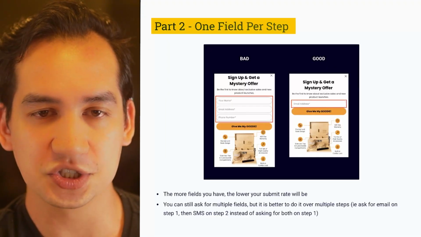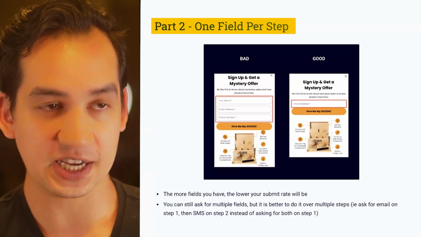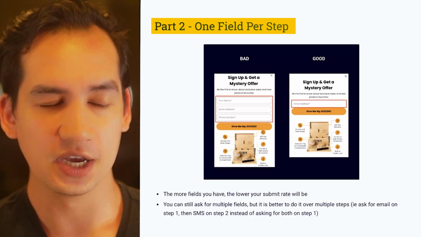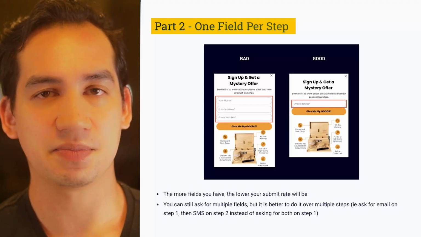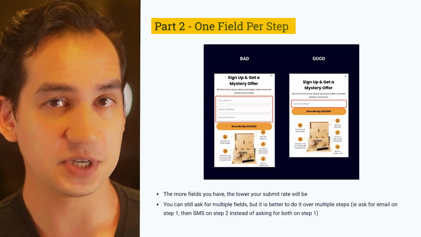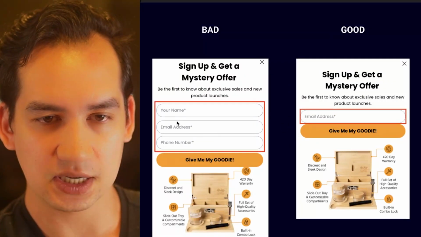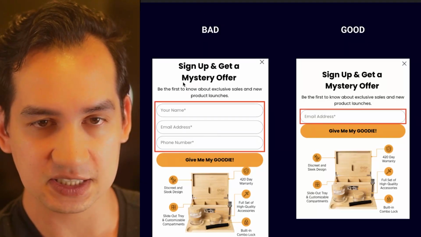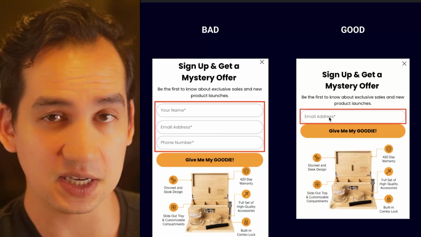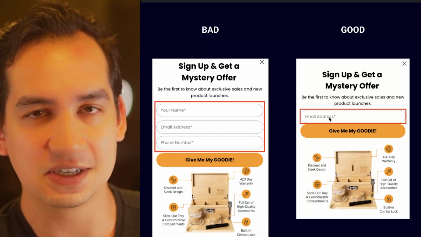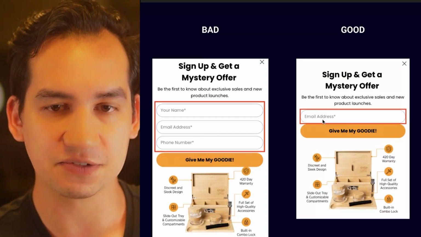All right, part 2: make sure that you have one field per step. I see a lot of these brands where they ask for three different fields. Give us your email, give us your first name, give us your phone number, all in the same step. Now, you could ask for all that stuff, just make sure that it's on different steps. So for instance, here I have an example. This one right here is an example of a low converting pop-up form. And here's an example of the same pop-up form with one field per step.